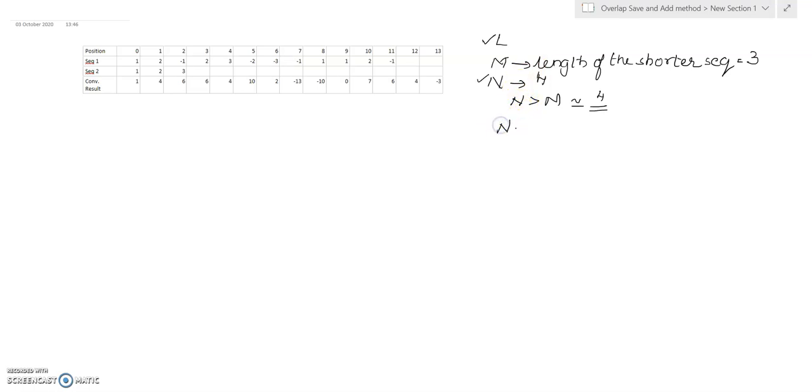The relation between these three variables can be guided by this equation: N is equal to L plus M minus 1. So we need to determine L. L will be equal to N minus M plus 1. So we have N equal to 4 and M equal to 3, plus 1, making L equal to 2. So we needed three variables to be assumed, and we have got their values. M is the length of the shorter sequence, which is equal to 3, and N and L will be explained right now.